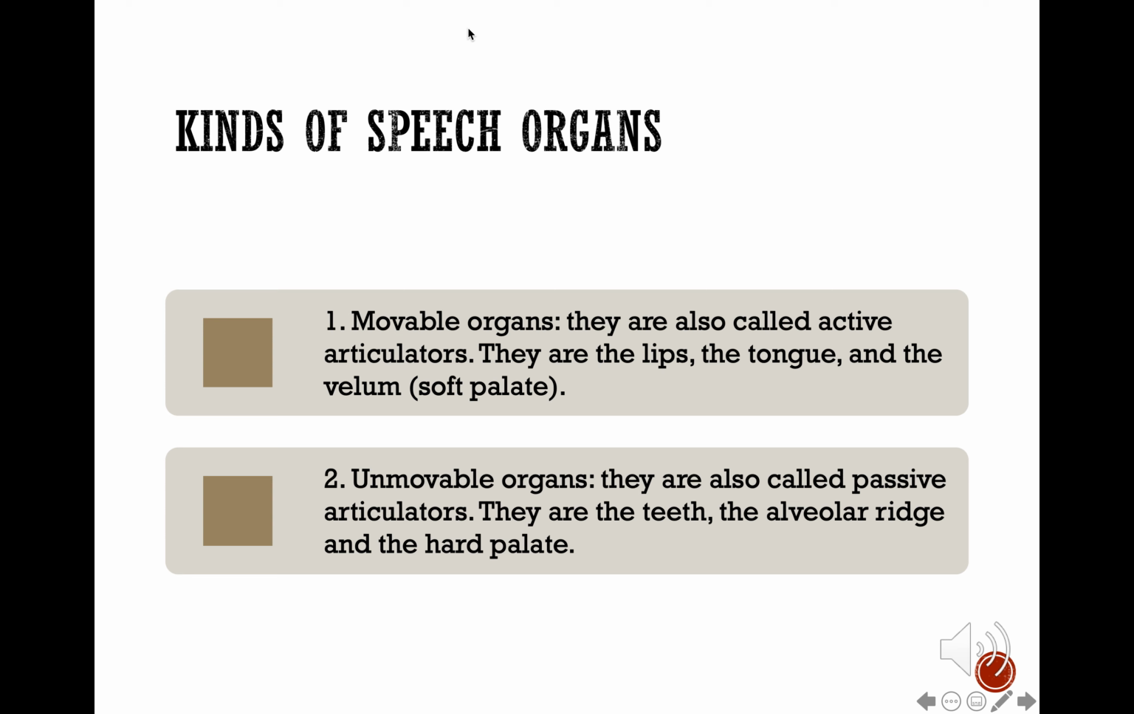So the movable organs are also called active articulators. They are the lips, the tongue, and the velum or the soft palate. While the unmovable organs are also called passive articulators. They are the teeth, the alveolar ridge, and the hard palate.